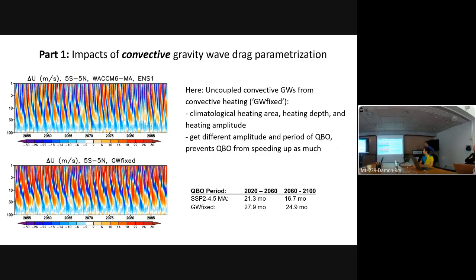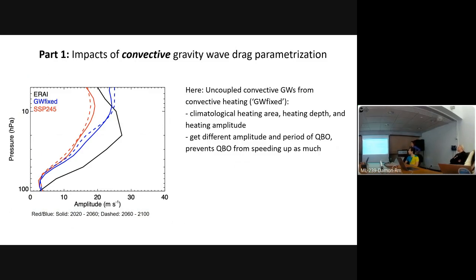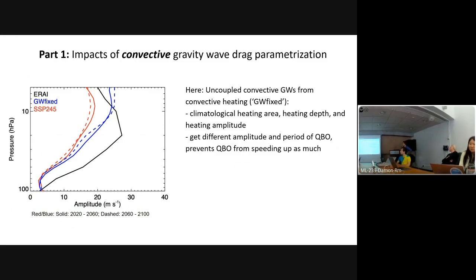standard CESM2 version. So this is just the amplitude of the QBO in the standard version in red, and the amplitude in our perturbed gravity wave drag parameterization. You do notice the amplitude is stronger, but it's mainly still above 30 hectopascals. So we didn't manage to actually make the QBO stronger in the lowest stratosphere.